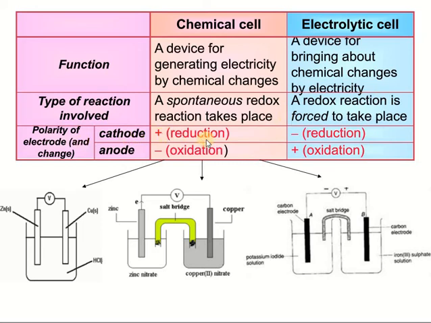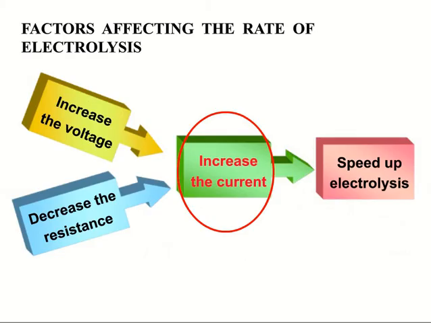The cathode in a chemical cell is positive and the anode is negative. In an electrolytic cell, the cathode is negative and the anode is positive. But the type of reaction that takes place at the anode and cathode is the same. The polarity of the electrodes and its change is shown. See the pictures. Factors affecting the rate of electrolysis: increase the voltage, decrease the resistance, increase the current to speed up electrolysis.